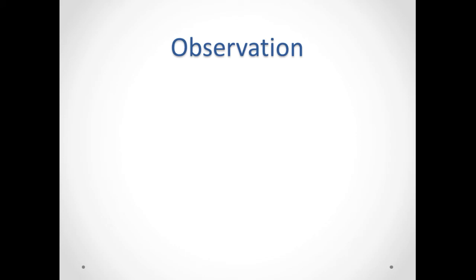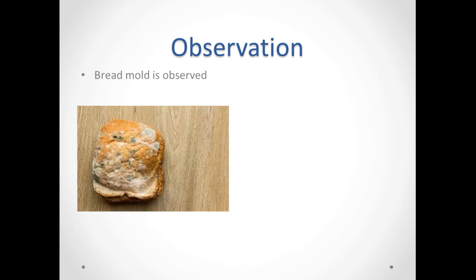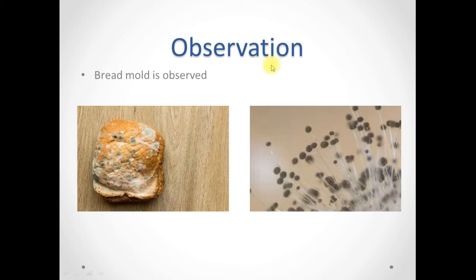So that you will observe that there are some fibers and black structures on the bread. They are a kind of fungi which spoils bread, which we call bread mold. So here you will understand that the main reason for food spoilage is the growth of microorganisms on food.